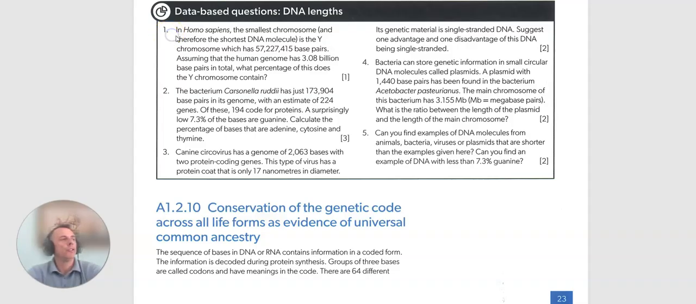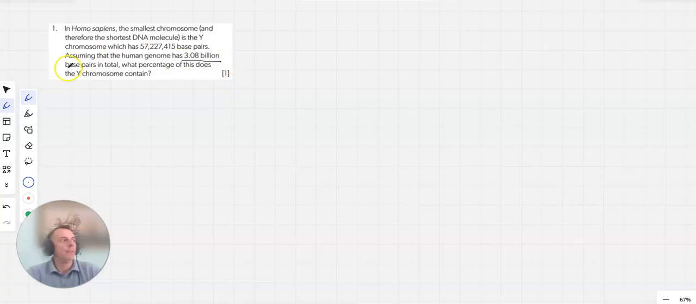Starting with the first question, in Homo sapiens, the smallest chromosome and therefore the shortest DNA molecule is the Y chromosome with this huge number of base pairs. The human genome has some billion base pairs in total. What percentage of this does the Y chromosome contain? You've got the two numbers here, whole genome base pairs and the base pairs found on the Y chromosome. No additional information is needed, as for example that the shortest DNA molecule is the Y chromosome.